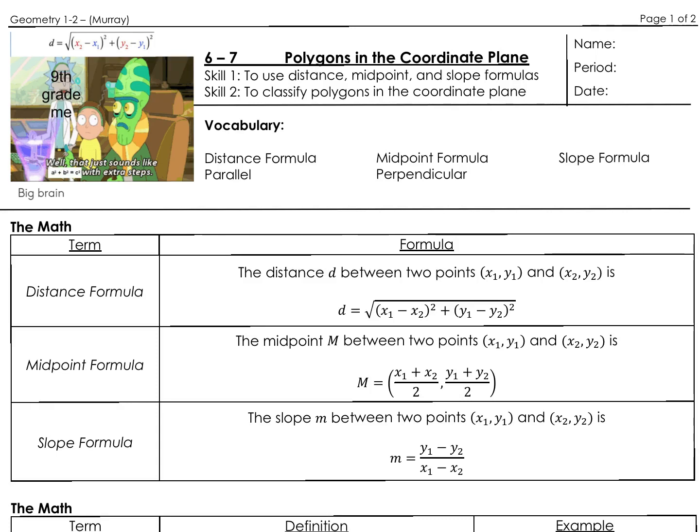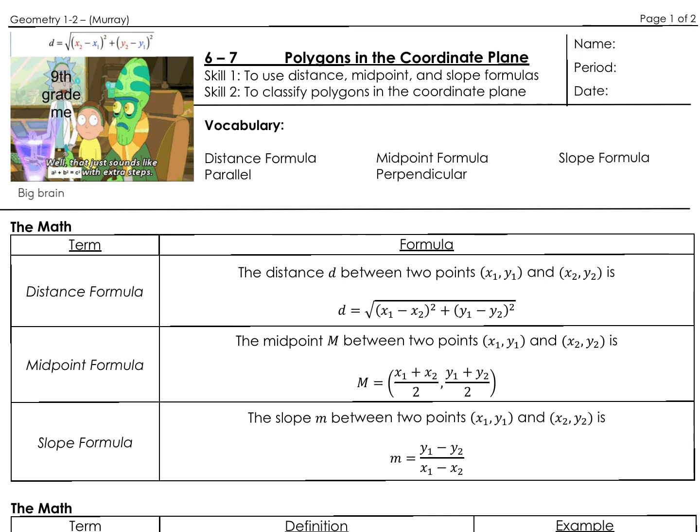So today we're going to look at lesson 6-7, polygons in the coordinate plane. Your whole goal is to be able to classify a polygon and justify it. It's not enough just to plot it and look at it and say, oh, it looks like a rectangle. You have to prove it. And so proving a parallelogram, you just need one thing: opposite sides are parallel.